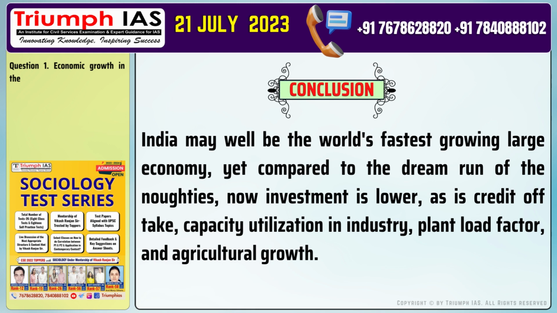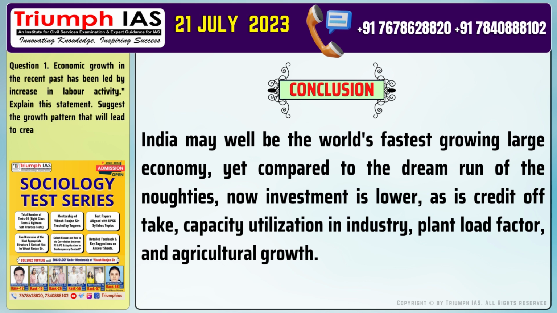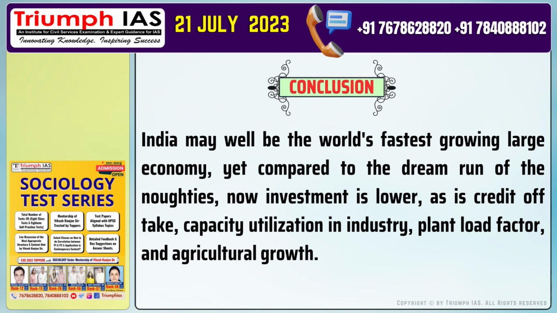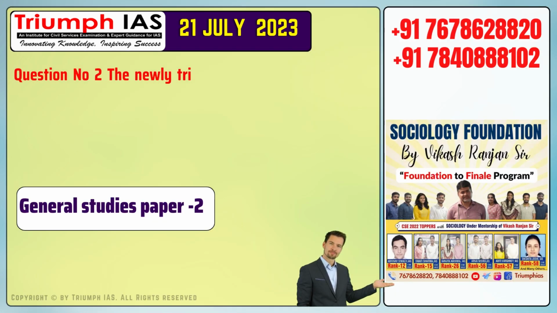Conclusion of the answer is: India may well be the world's fastest growing large economy, yet compared to the dream run of the Northeast, now investment is lower, as is credit offtake, capacity utilization in industry, plant load factor, and agricultural growth. Question number 2.